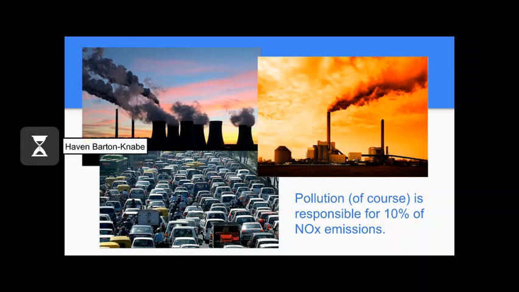So I know that from here, pollution doesn't seem like it's as much of a big deal because it's only 10%, but that 10% is only from nitrogen oxide emissions. So it doesn't take into account the sulfur oxide emissions and the other greenhouse gases that are being put into the air by pollution. So it is important to remember to carpool whenever you can, and reduce energy as much as possible.